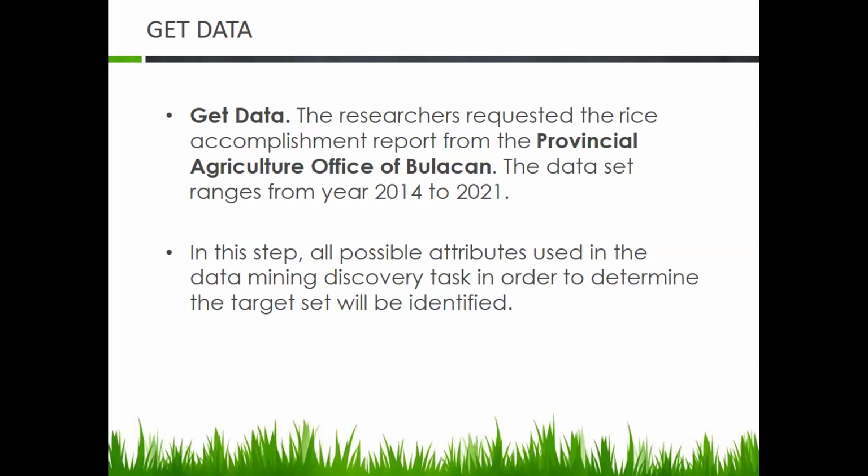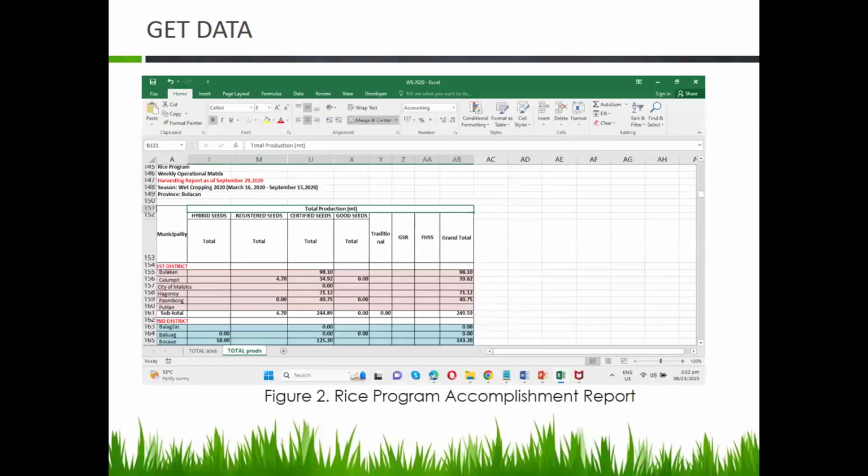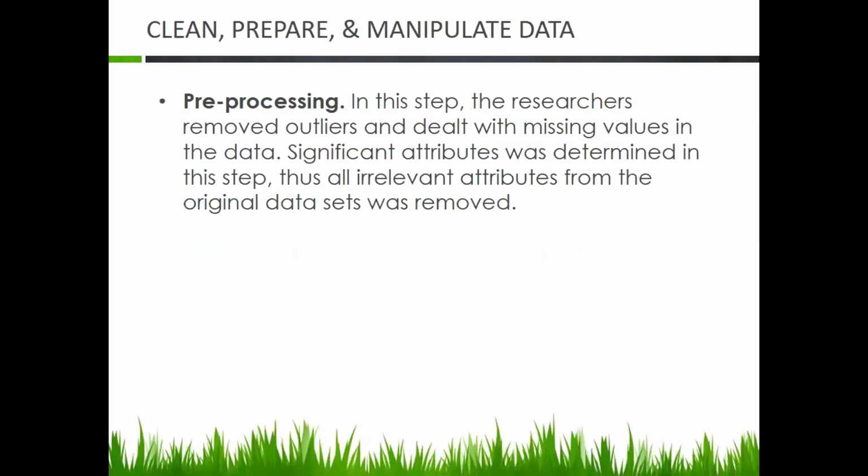So in this step, all possible attributes used in the data mining discovery task in order to determine the target set will be then identified. So this is the rice program accomplishment report. And then the next step would be to clean, prepare, and manipulate the data. So in this step, the researchers removed the outliers and we dealt with the missing values in the data.